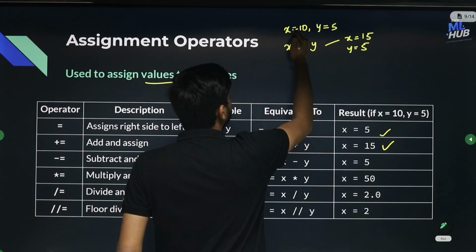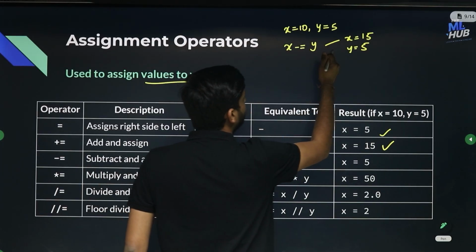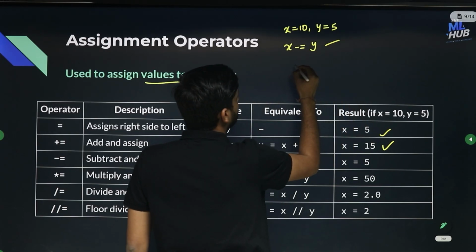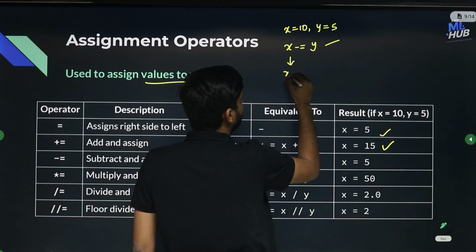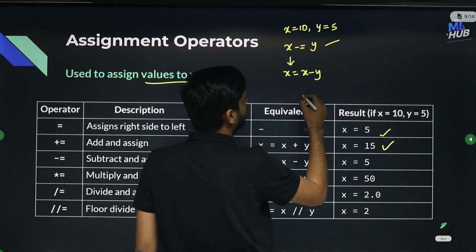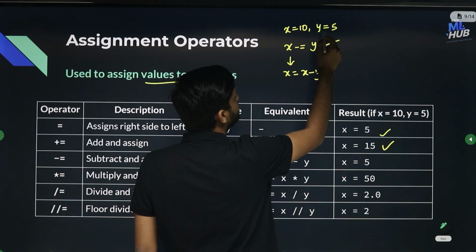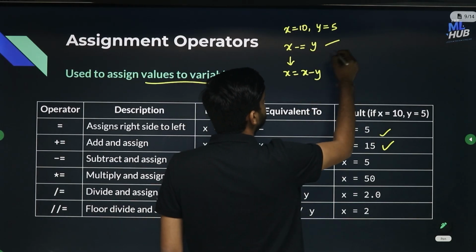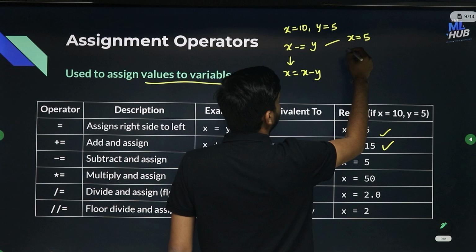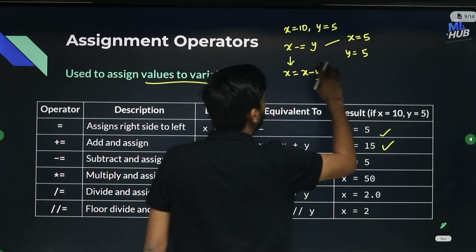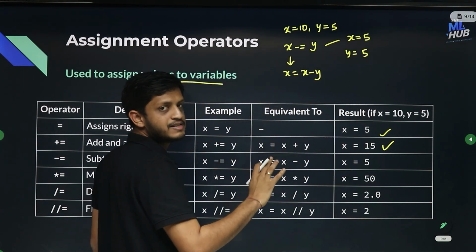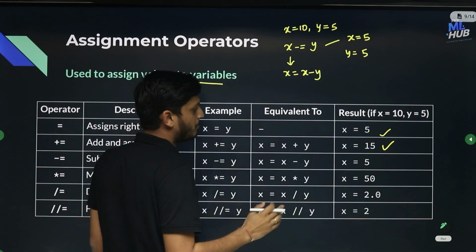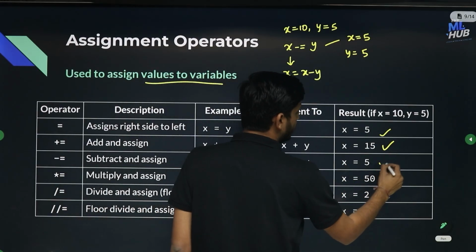Next is minus equal to. So if you write x minus equal to y, what will happen? X minus equal to y is equivalent to writing x equal to x minus y. Okay, x minus y is what? 10 minus 5 is 5. So after this operation, x will become 5 and y will remain as it is. Y will remain 5. We are not changing y, we are only assigning x. So x will become 5 and y will remain 5. So after this operation, x will become 5.